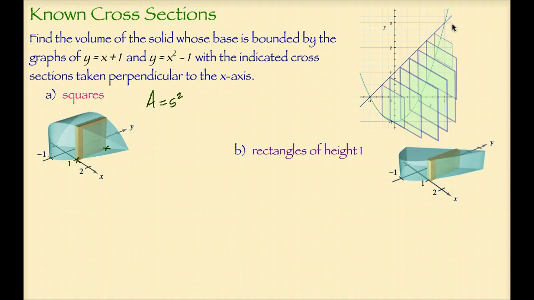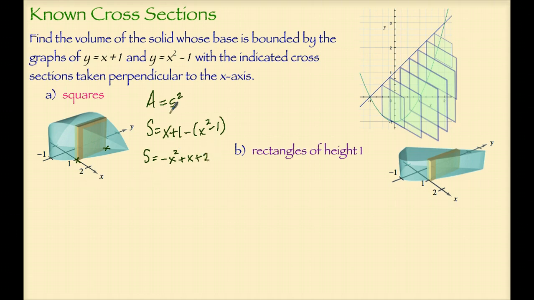The expression that we construct for the length of the side of the square will take into account those variations as we integrate from negative 1 to 2 on the x-axis. So the side of the square is going to be the line minus the parabola. So x plus 1 minus (x squared minus 1). When we simplify this expression, we're going to have negative x squared plus x plus 2.